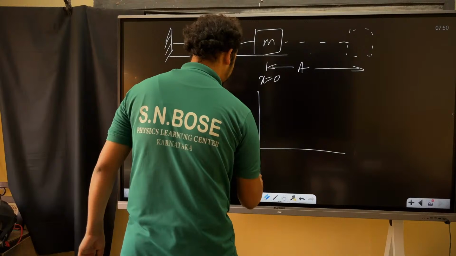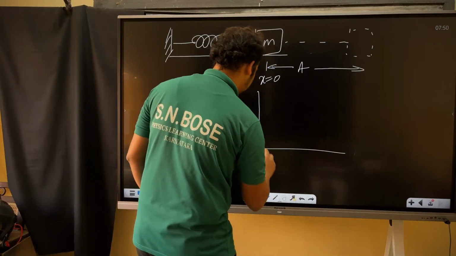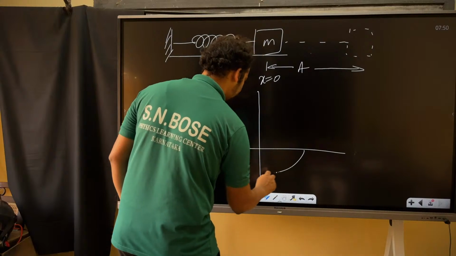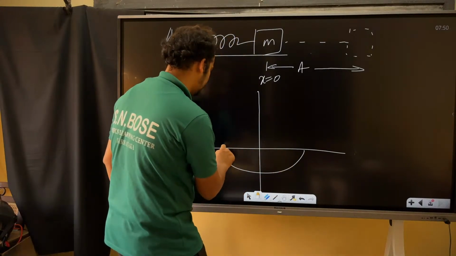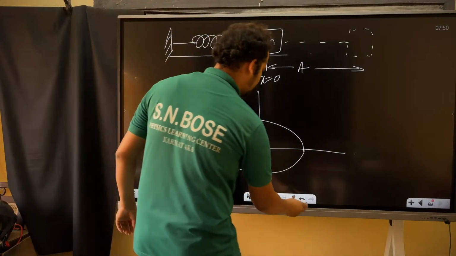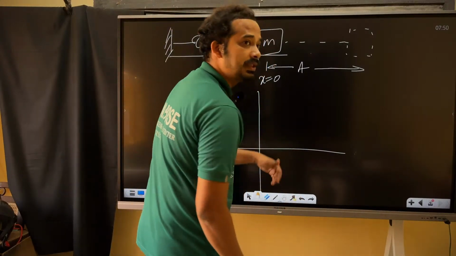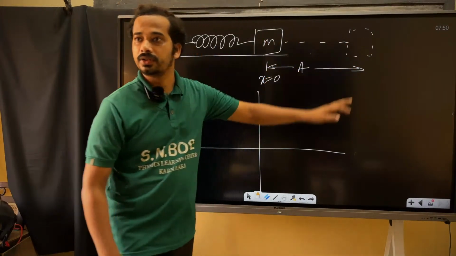If it were undamped, then it will be an ellipse like this. If you start from here, it will go to the same distance, minus a. Then it will come back to plus a, minus a like this, isn't it? But if it is damped, or how to say, if it is a friction-full surface.